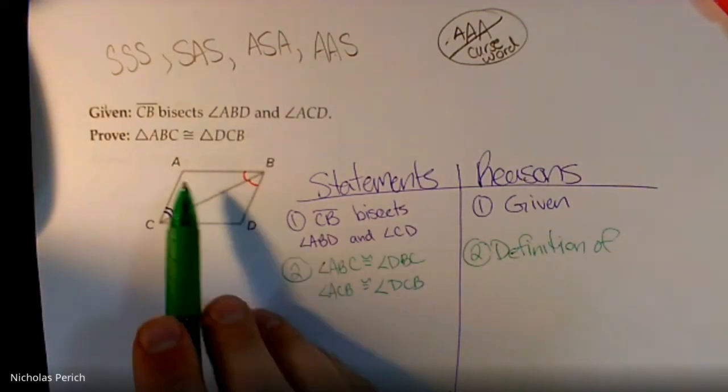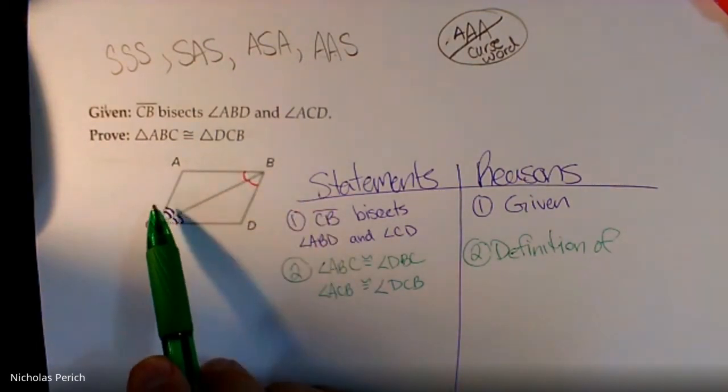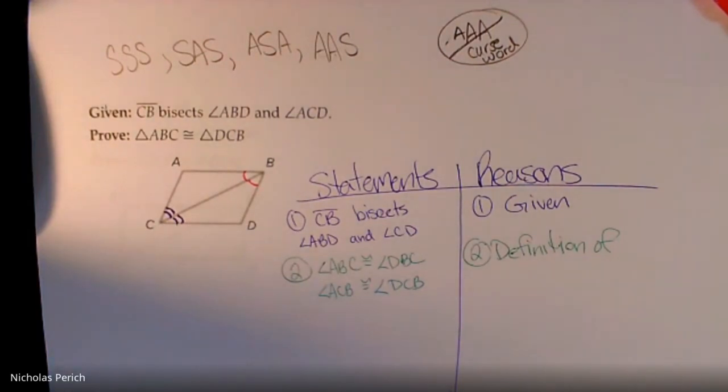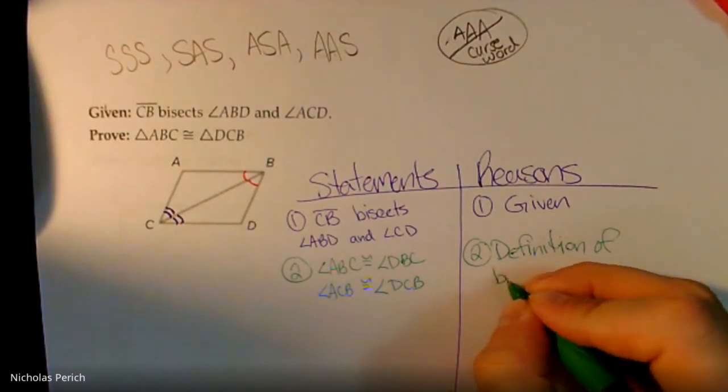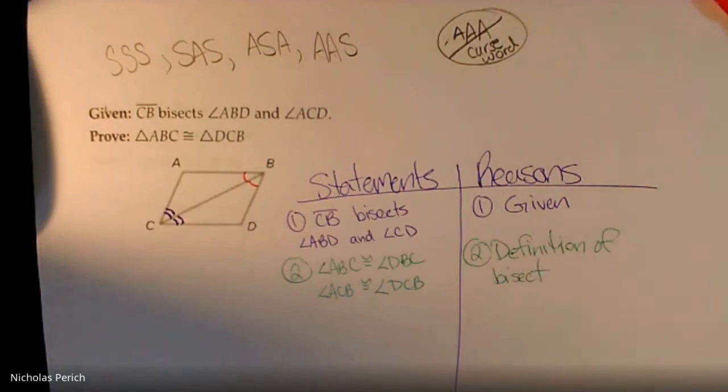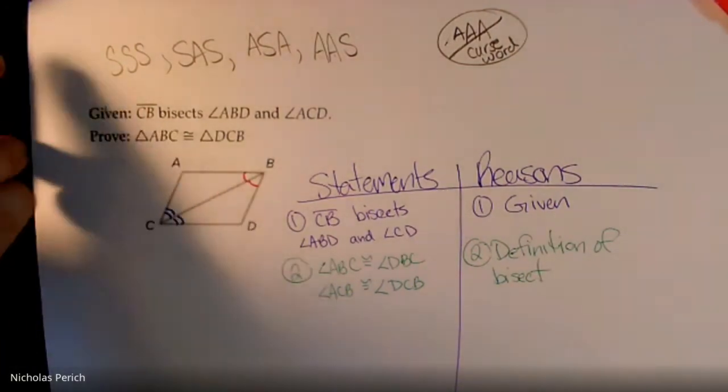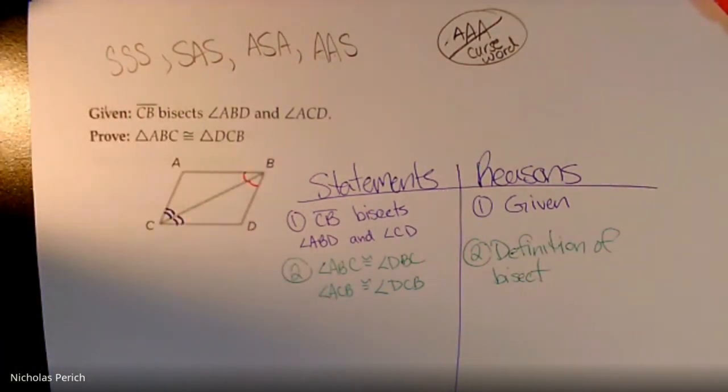Why am I allowed to say that these guys are congruent? And why am I allowed to say that these guys are congruent? The word is in the given. The word is in the part that says given. It starts with the letter... You guys are killing me today. Bisect. Thank you, Camilla. Oh, you guys. All right.